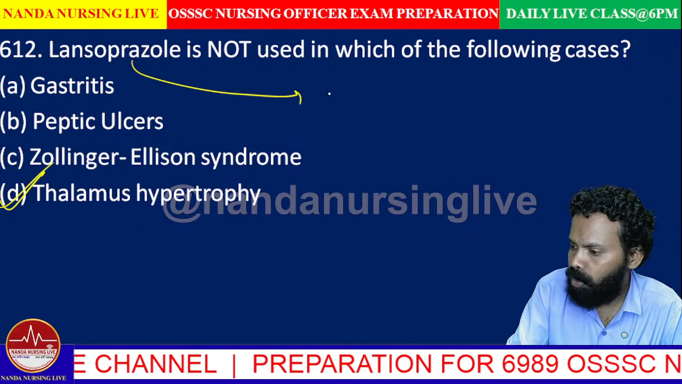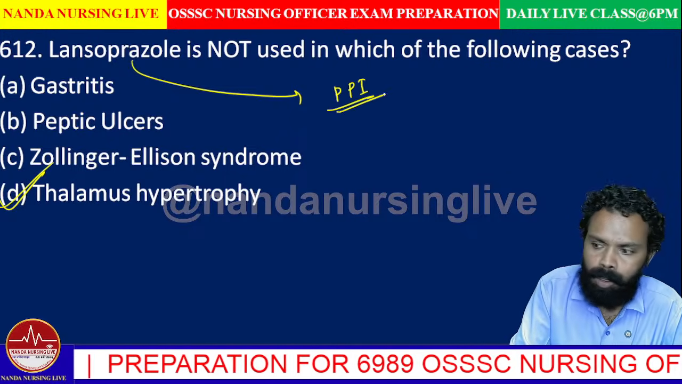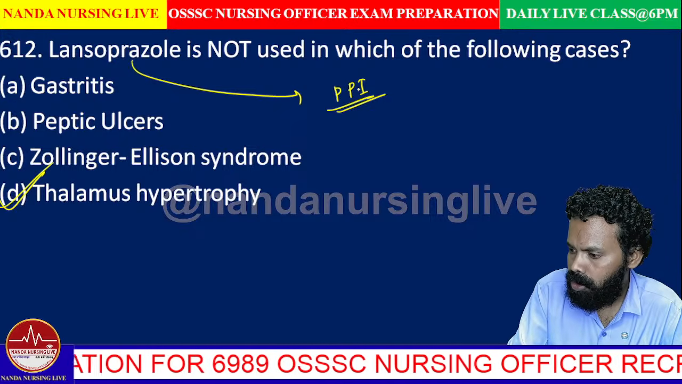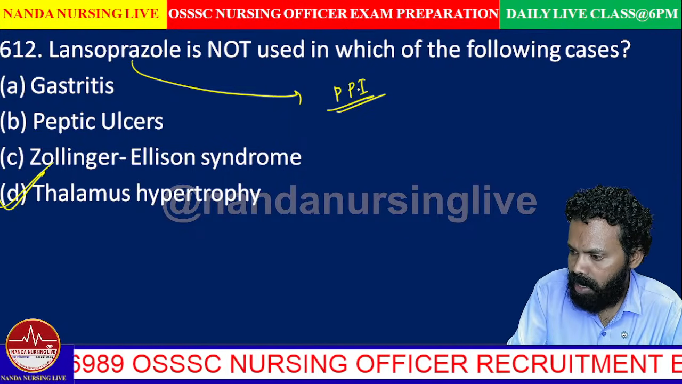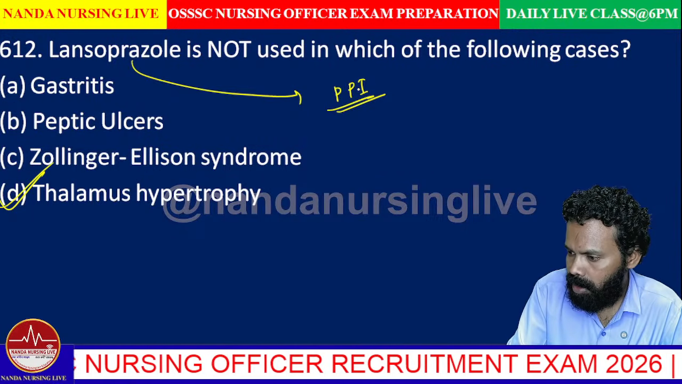Lansoprazole is a proton pump inhibitor, a PPI, and is primarily used to treat excessive stomach acid and gastric ulcers.